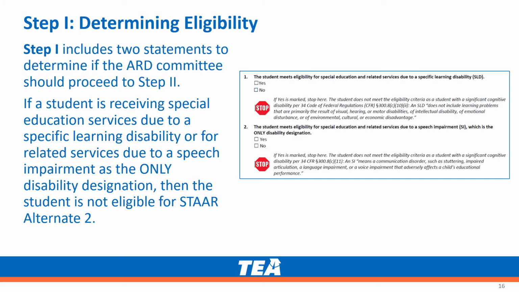Step 1 in determining eligibility. Step 1 includes two statements to determine if the ARD committee should proceed to Step 2. If a student is receiving special education services due to a specific learning disability or for related services due to a speech impairment as the only disability designation, then the student is not eligible for STAAR Alternate 2.